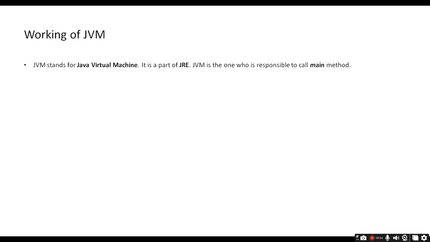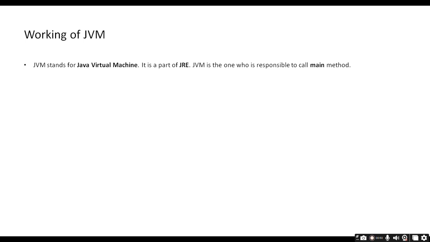So working of JVM. As we have covered in the previous videos as well, JVM stands for Java Virtual Machine. It is a part of JRE. JVM is the one who is responsible to call the main method. JVM is one of the important parts of the JRE, and JVM is also responsible to call the main method.